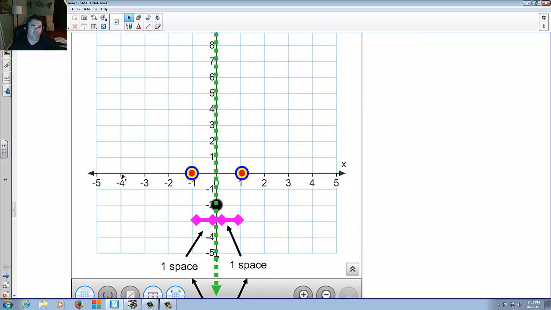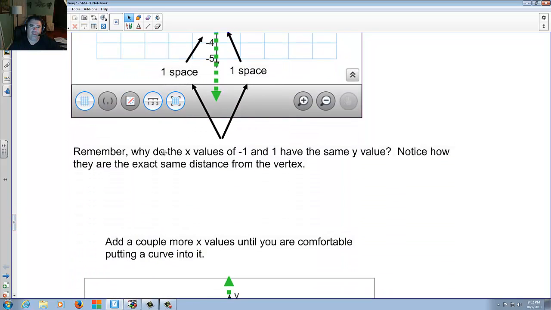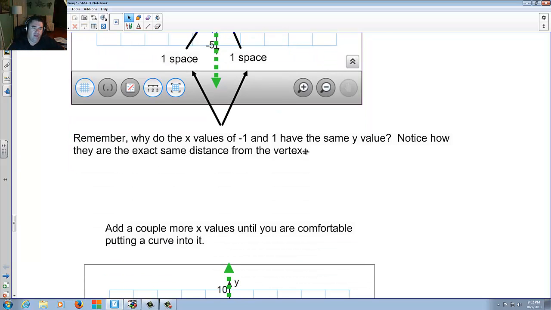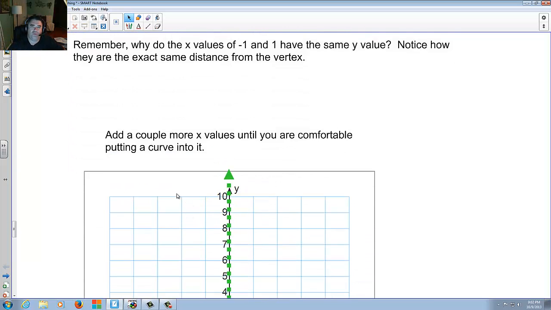Notice here how it's starting to come up. Looks like a little robot guy, smile, eyes, and a nose. But actually, what I'm saying is one space, up 2, right space, up 2. Remember, why do the values -1 and +1 have the same y value? Notice how they're exactly the same distance from the vertex. Again, they're mirror images. This is the same as this. Add a couple more x values until you're comfortable to put a curve into it.